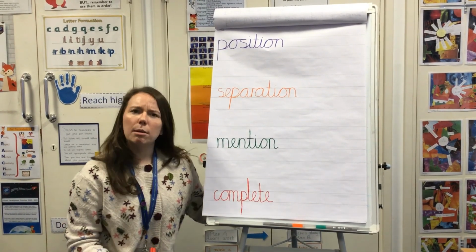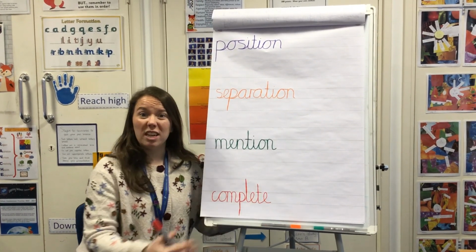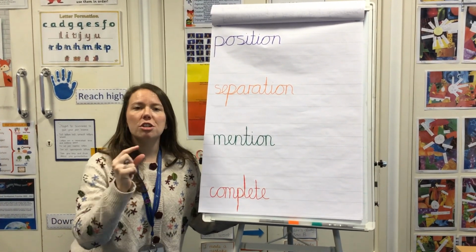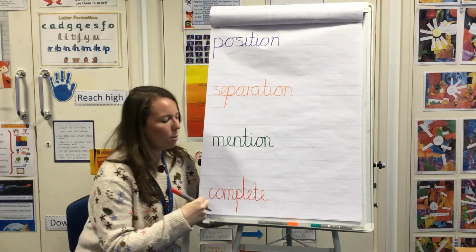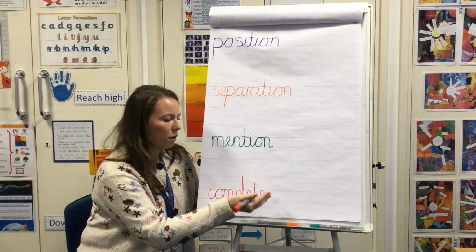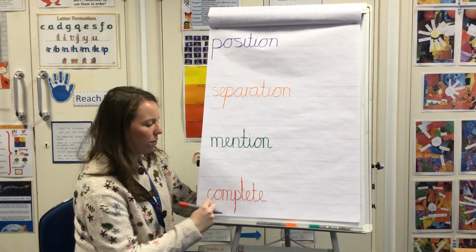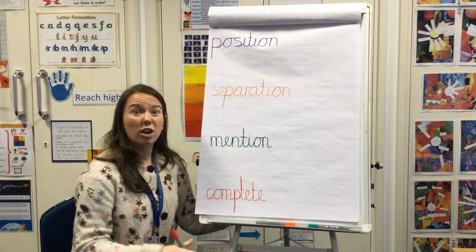C-O-M-P-L-E-T-E. Now, some of you might notice that this ends with a T-E. So what we can do with this word to add the shun suffix to it is to make it completion. And I know if it ends with a T-E, I need to take off the E and add I-O-N. So let's have a go at writing that as well. So we've got complete, which can become completion.